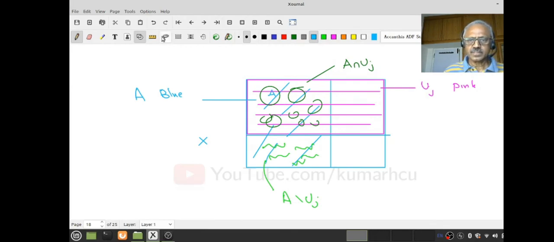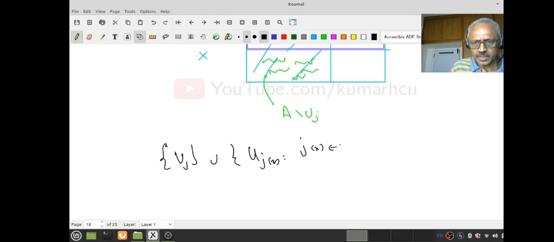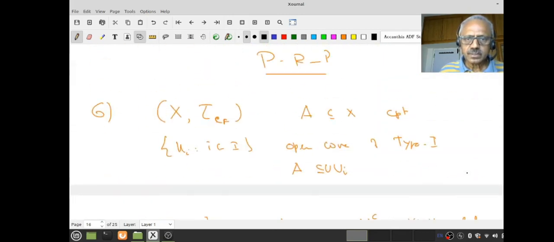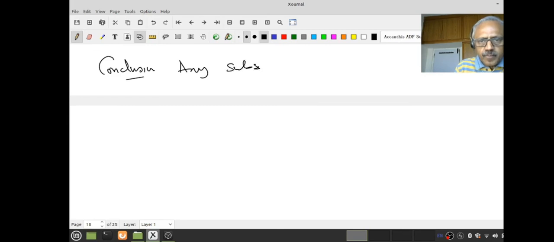And hence, what we have said is, if I go back to what we did, this collection U_j union U_j(x) as j(x) belongs to F is a finite subcover of type 1. Therefore, what have we shown? What is the conclusion? The conclusion is, if I take any subset of X with the cofinite topology, it has to be compact. So the conclusion is, any subset A of X with the cofinite topology is compact.